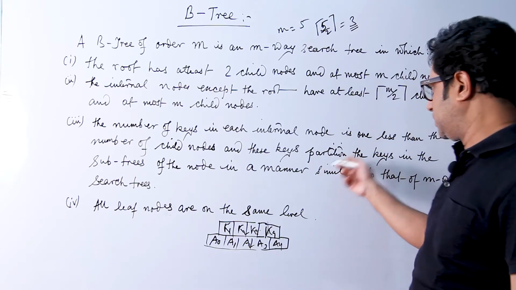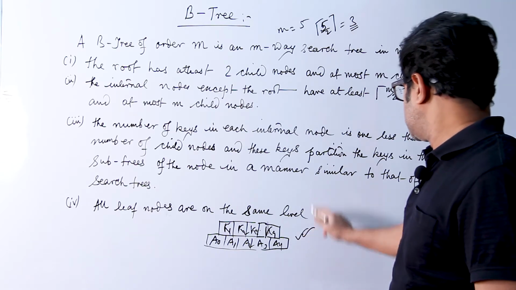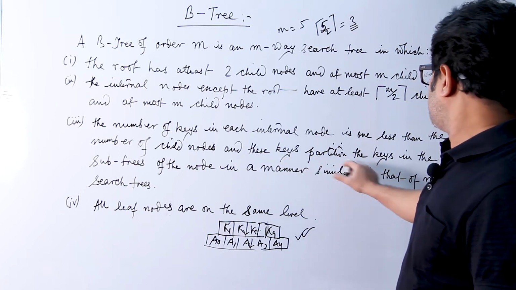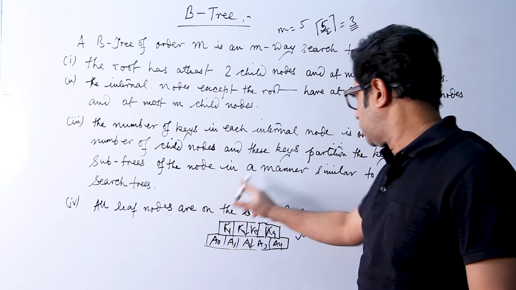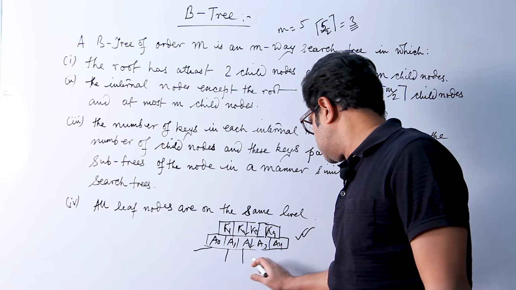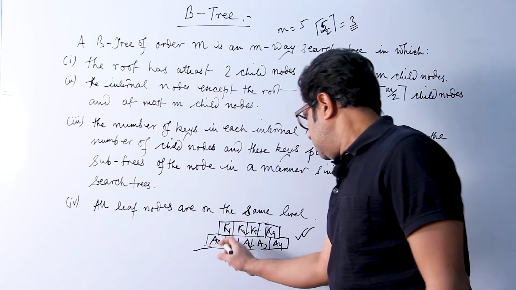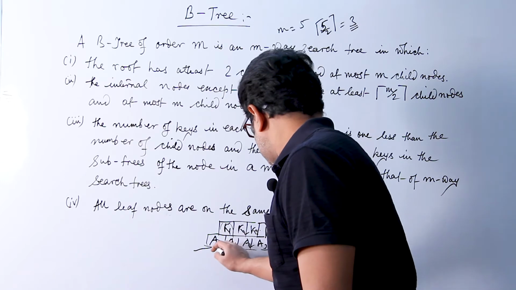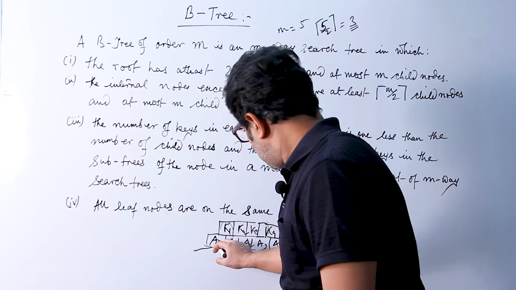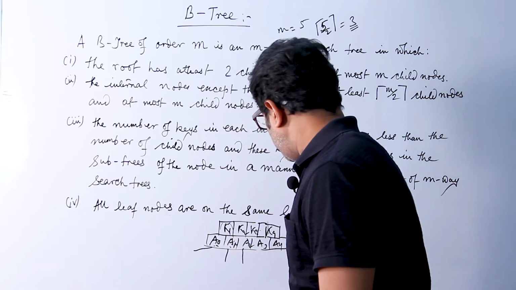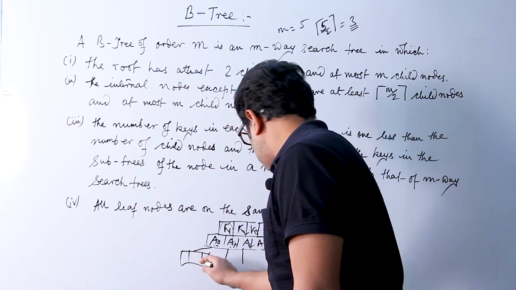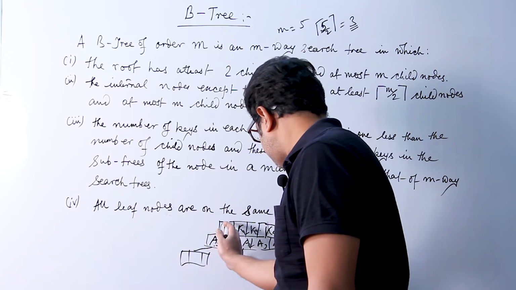So what we have written over here is nothing but this type of situation, and these keys partition the keys in the subtrees of the node in a manner similar to that of M-way search trees. That is, if we go towards this side, like this, we see K1 has 2 subtrees attached to it, that is A0 and A1: the left subtree leads from A0, the right subtree leads from A1. Any value found over here will always be less than the value of K1.